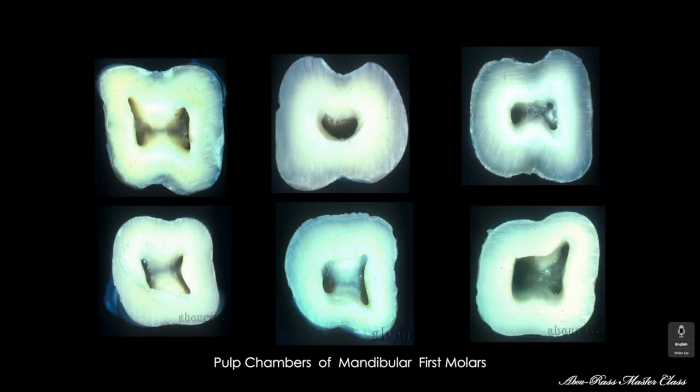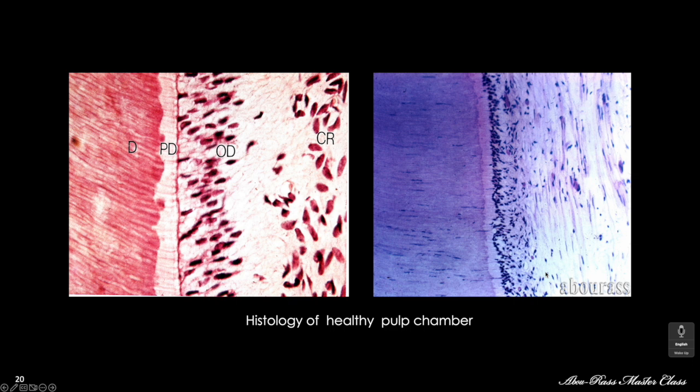Let's look at the mandibular teeth. This is the actual pulp chamber cross-section right at the cervical zone. And look at the size. And you see the canal orifices in each one of them. Then let's look at the histology.